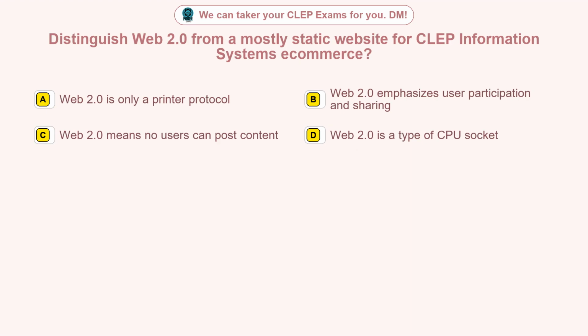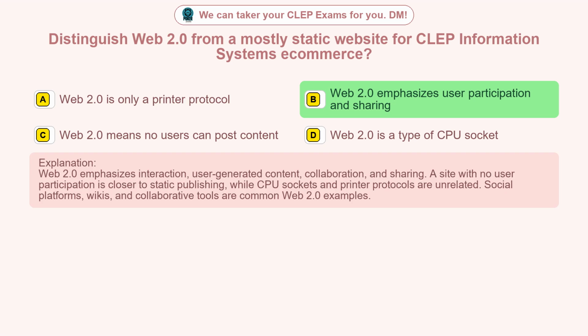Question 31. Distinguish Web 2.0 from a mostly static website for CLEP Information Systems Ecommerce. Option A. Web 2.0 is only a printer protocol. Option B. Web 2.0 emphasizes user participation and sharing. Option C. Web 2.0 means no users can post content. Option D. Web 2.0 is a type of CPU socket. The correct answer is option B. Web 2.0 emphasizes user participation and sharing.